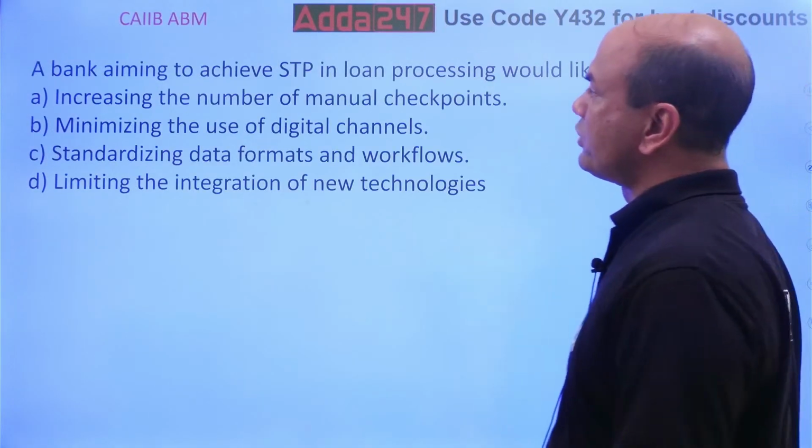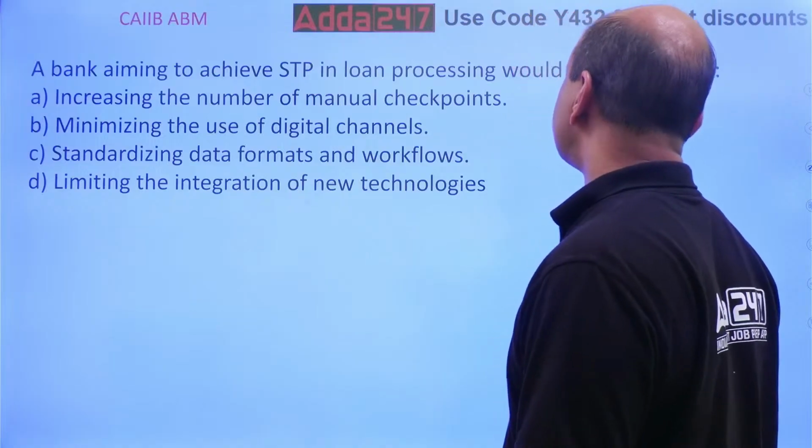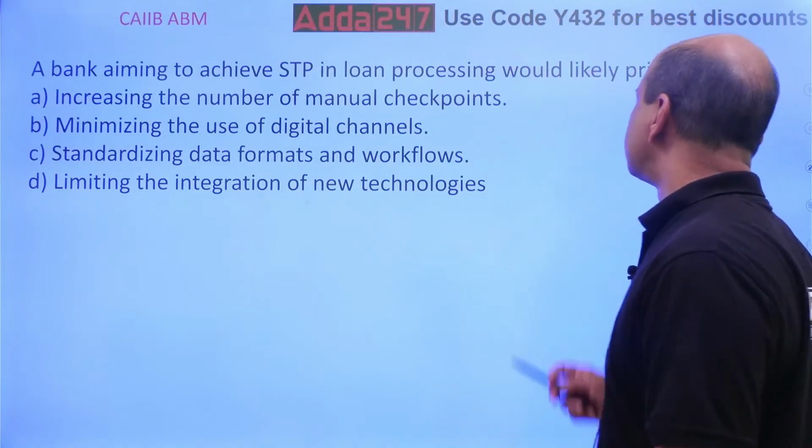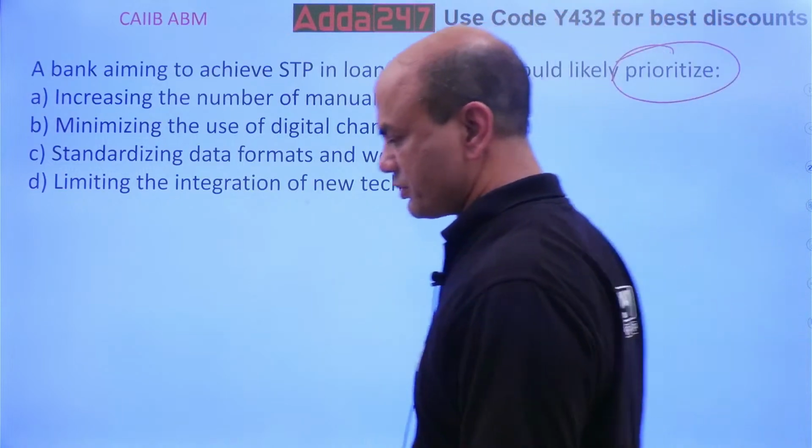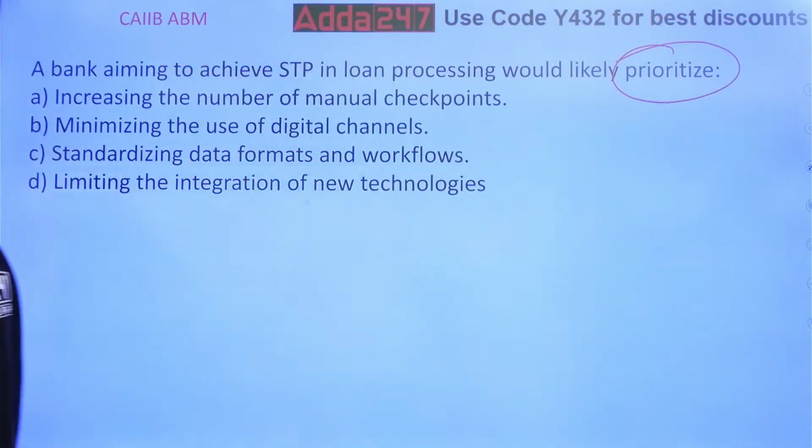A bank aiming to achieve STP in loan processing would likely prioritize, means what should be the first step the bank should do if it wants to focus on STP. So it should prioritize what? Look at the options.